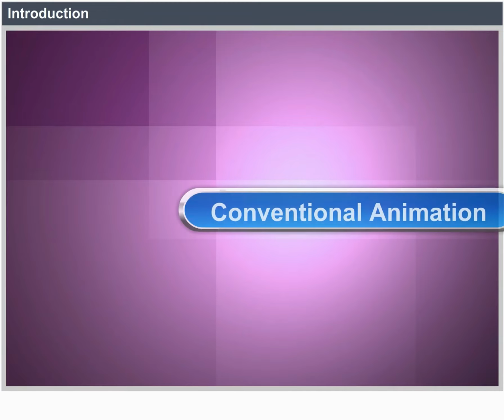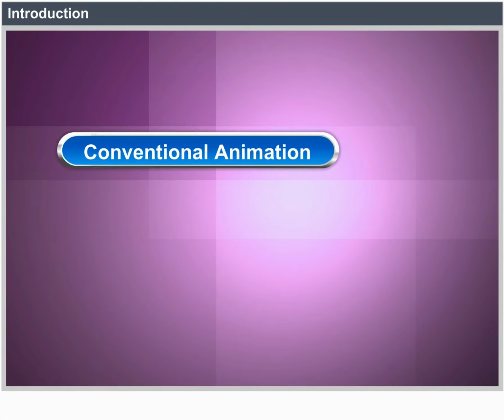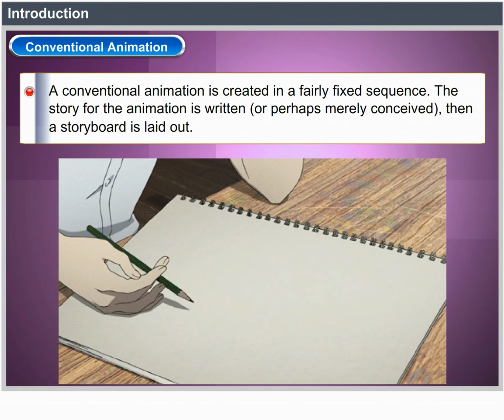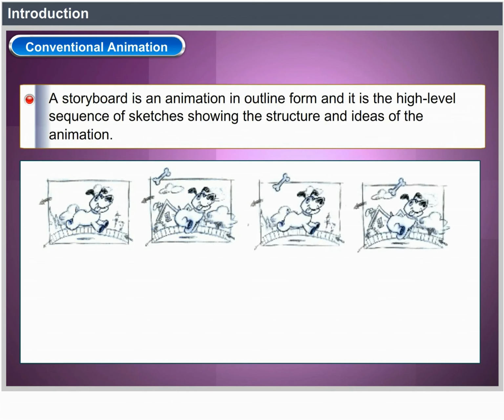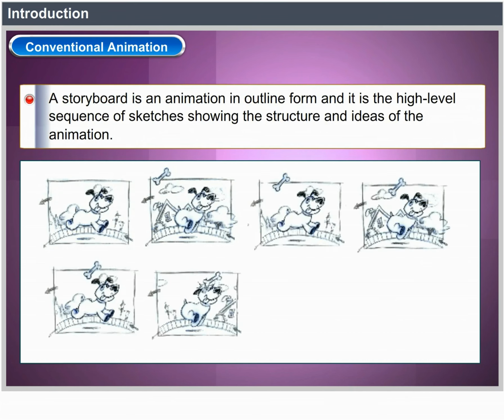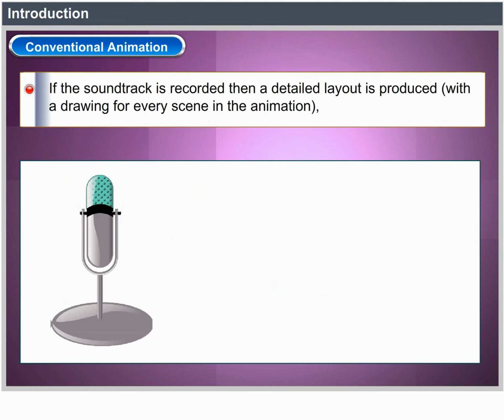Introduction. Conventional animation. A conventional animation is created in a fairly fixed sequence. The story for the animation is written, or perhaps merely conceived. Then a storyboard is laid out. A storyboard is an animation in outline form, a high-level sequence of sketches showing the structure and the ideas of the animation. Next, the soundtrack, if any, is recorded.